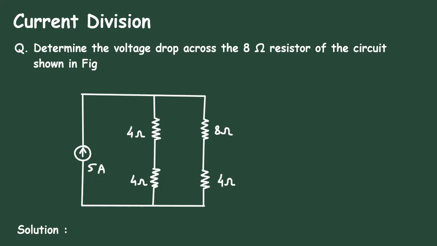So the voltage drop across this 8 ohm will be V8 ohm is equal to I1 into 8. So I1 value is 2 multiplied by 8. So this will be 16 volt. So the value of V8 ohm is equal to 16 volt. So this is how we can find the voltage drop across a resistor by using the current division rule.